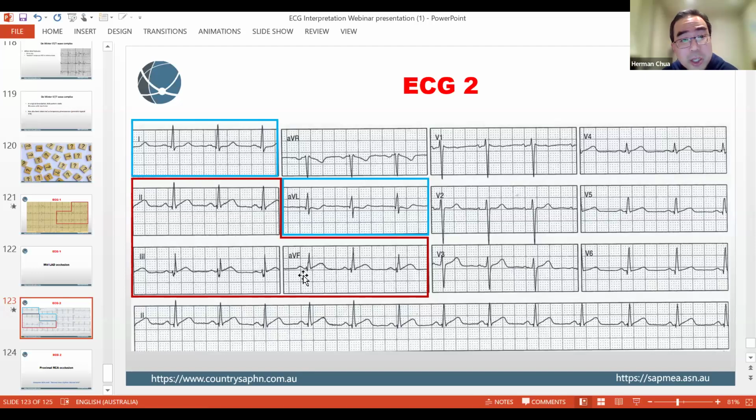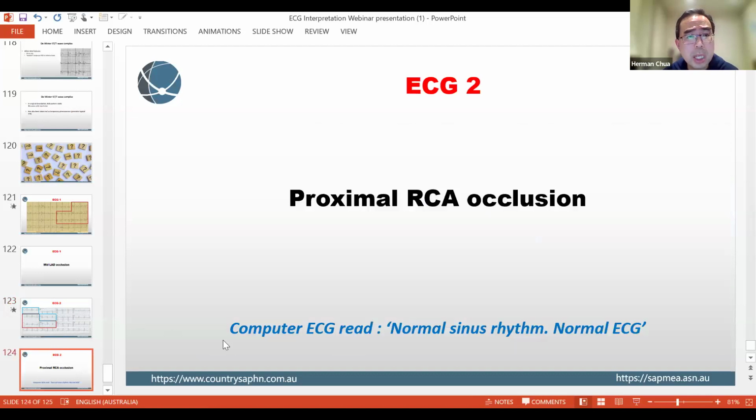There is no ST elevation, but the segments are straight. The T waves are bulky and symmetric. In fact, Q waves are beginning to develop here in lead 3 as well. This is also a patient that was taken to the lab, because we called this, and this patient had a proximal RCA occlusion. Just to let you know, the computer read of this particular ECG says normal sinus rhythm, normal ECG.